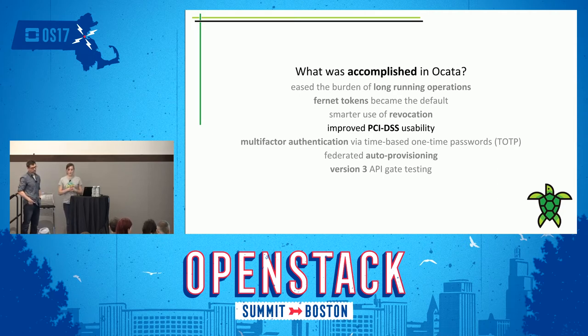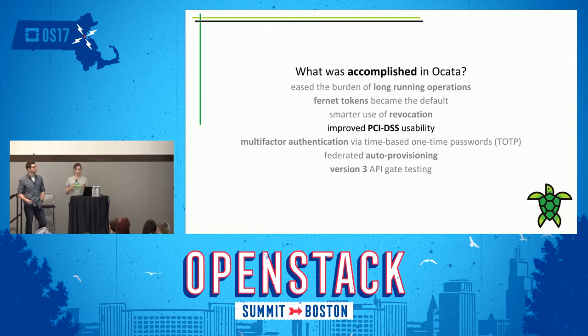Another thing is we improved the usability of our PCI DSS feature. So in previous cycles, we'd enabled account controls to help satisfy PCI data security standards. In this cycle, we built on that by making it easier to use. So we created an API for password complexity requirements. So it makes it easy for tools like Horizon to query and display password requirements and also to do some client-side validation if they want to.